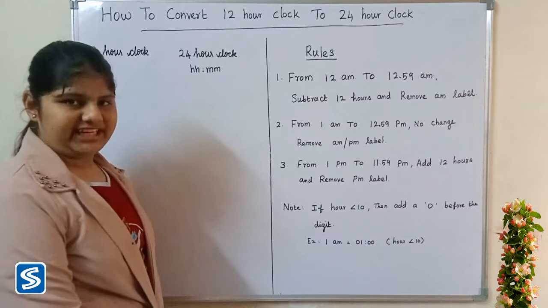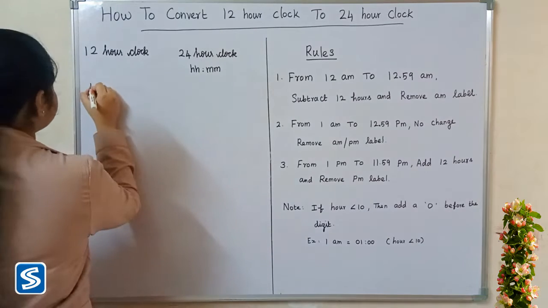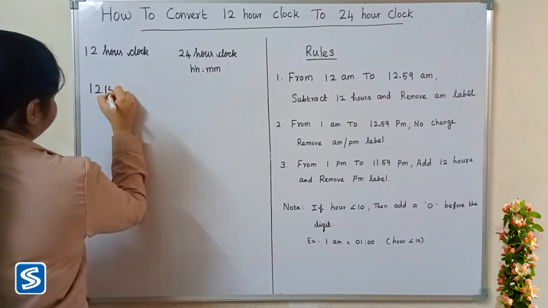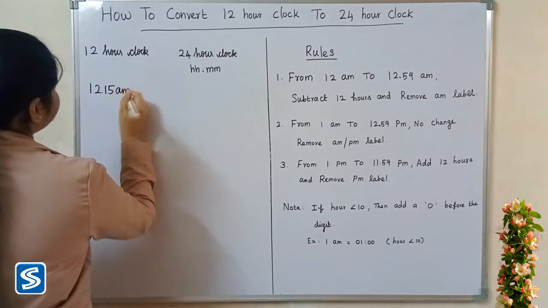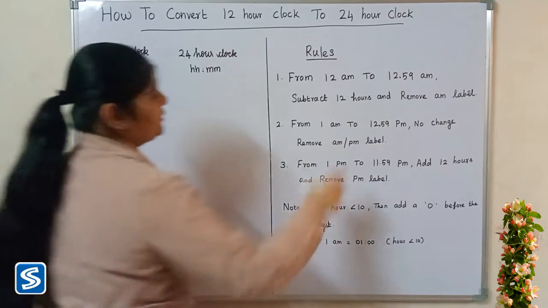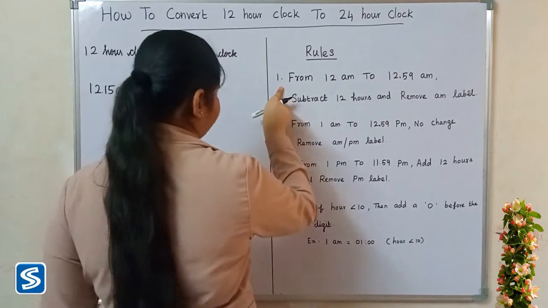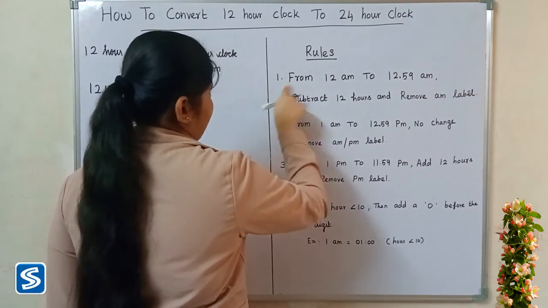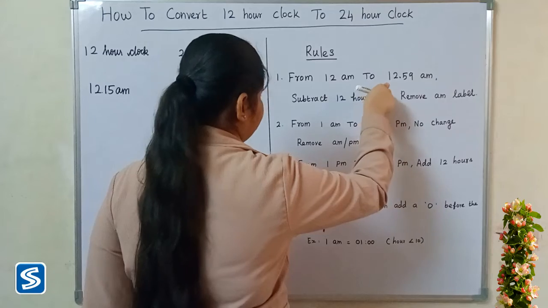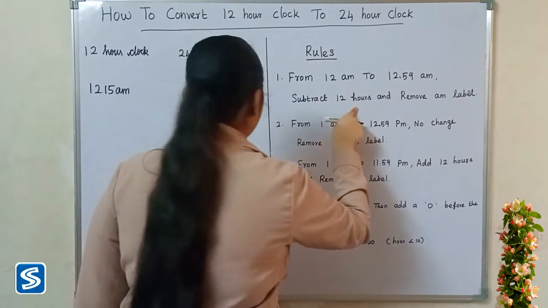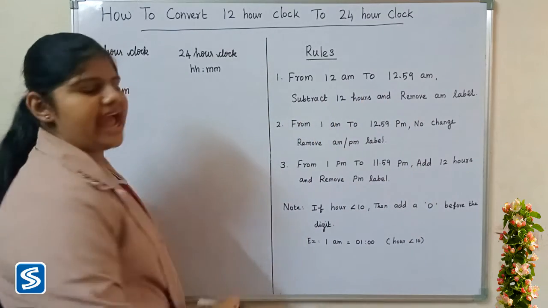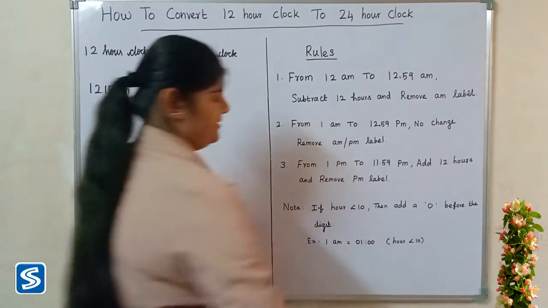For example, we can take 12:15 AM. 12:15 AM lies between 12 AM to 12:59 AM. So now we have to use rule number 1. Rule number 1 says that from 12 AM to 12:59 AM, we have to subtract 12 hours from the given hours and we have to remove AM label.